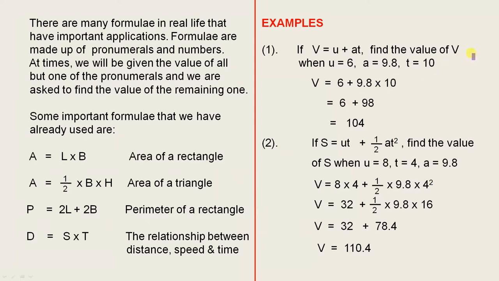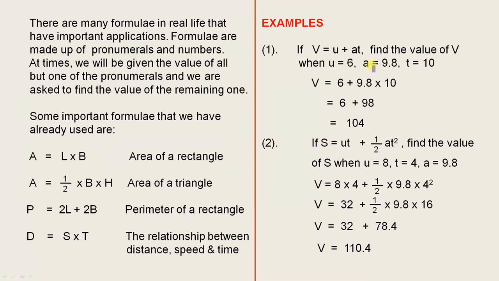Number 1. If V equals U plus AT, find the value of V when U equals 6, A equals 9.8 and T equals 10. This is a very important formula in science, and there are units involved here, but I haven't worried about the units. Just for the sake of substitution, I've just put down the numbers.